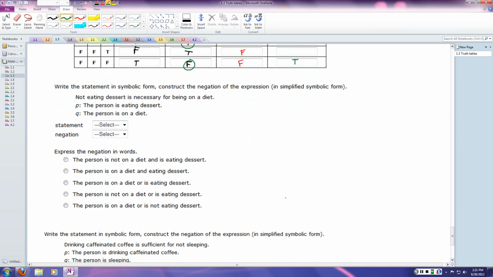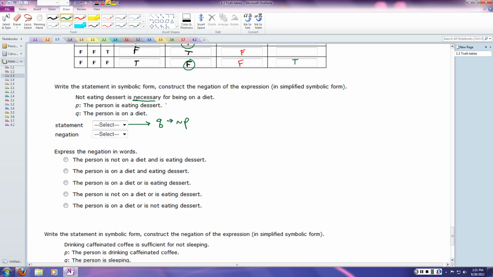They might ask you to come up with the negation of a statement. So not eating dessert is necessary for being on a diet. So necessary tells me I need to flip the order when I make this statement. So for being on a diet, so a person's on a diet, that's Q. Q is going to imply not P, not eating dessert. So knowing necessary and sufficient is important in this section.